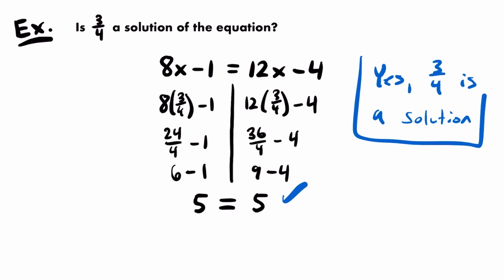Okay, that is the answer to this problem. We found that when x is equal to 3/4, both sides of the equation produce the same value. So the equation is true when using 3/4. Okay, so we're done with this example, and this was also the last example for this video.